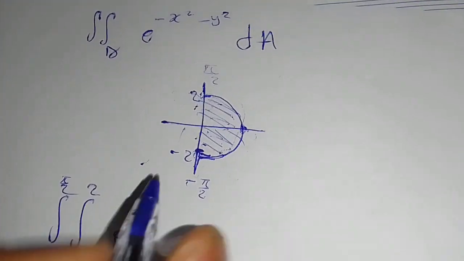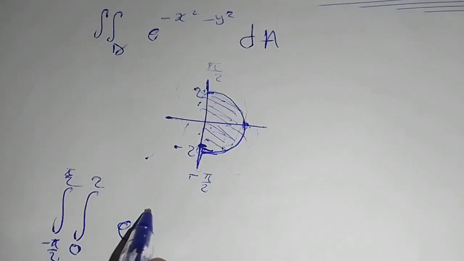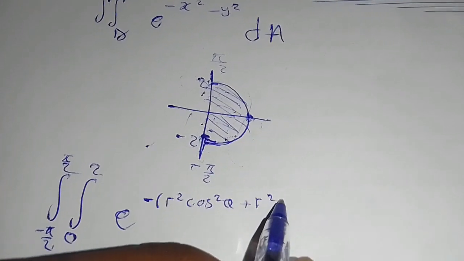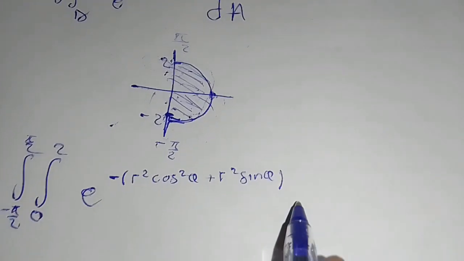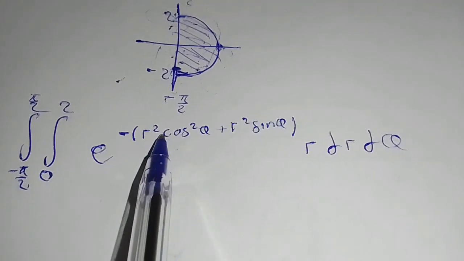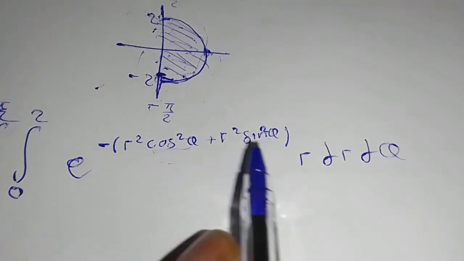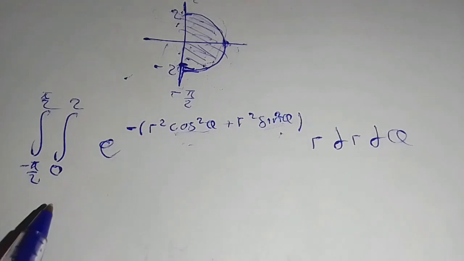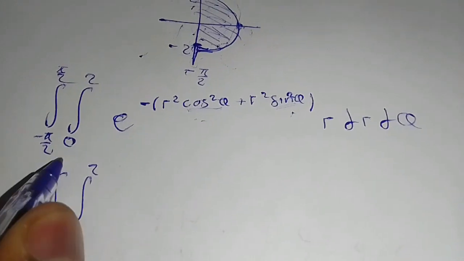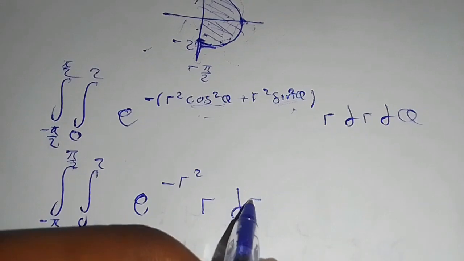So you replace x with r cos theta, but notice that you can factor out a negative right here, right? If you factor out a negative, you end up having r square cos square theta plus r square sine square theta. And then you have r d theta. Notice that you can factor out an r square as well. Then you have cos square plus sine square, that's just going to be 1. So you end up having this integral from 0 to 2, minus pi over 2 to pi over 2, of e to the power minus r square r d theta.